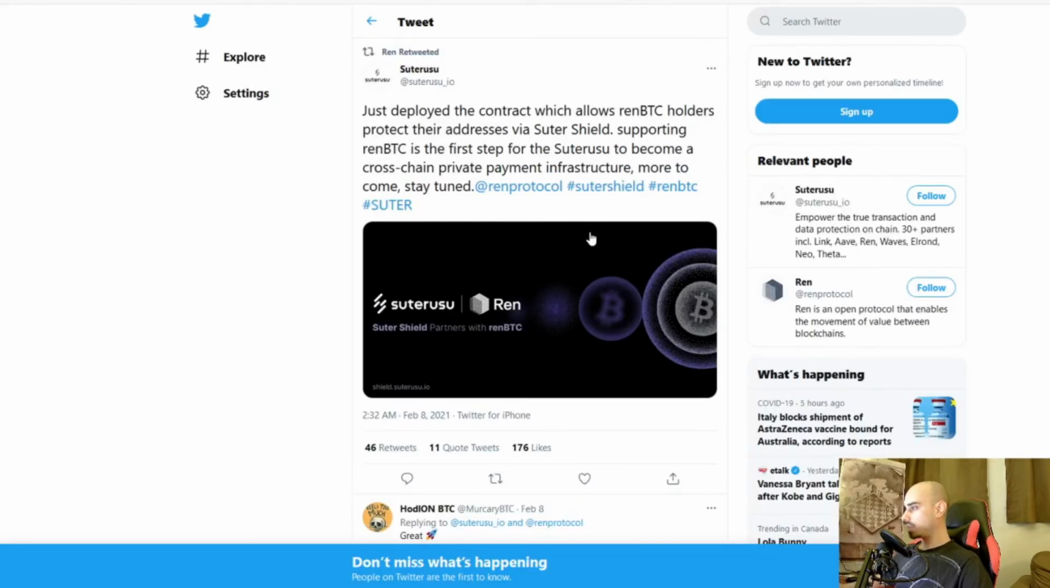Now, I just want to mention a few of many applications that are out there using the Ren virtual machine in any kind of way. So the first one is Satoryusu. I'm not even sure, to be honest, how to pronounce it, so don't quote me on that. But they are using Ren BTC and making it private in a cross-chain private payment infrastructure. So they're partnering with Ren and using their protocol to bring some privacy to Ren.